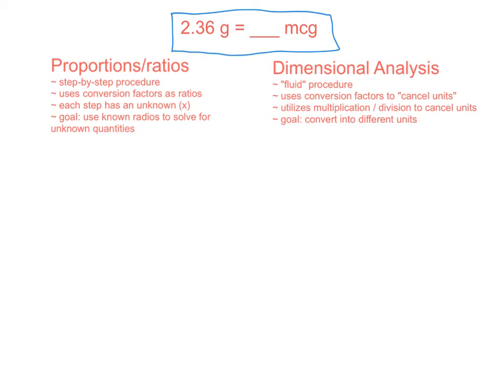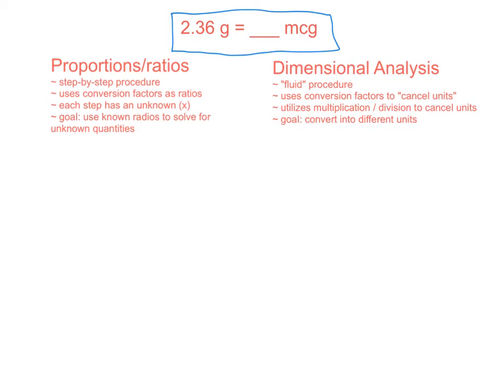In a proportion, each step has an unknown x. There is a variable that you're going to see when you're using proportions. You're not going to have a variable with dimensional analysis. Instead, you're going to start with what you know, what you want to convert, and use multiplication and division until you get what you want. With proportions, you're going to start with a ratio and step by step use that ratio to find unknown quantities. And I think that'll make sense once we get into the problem here.